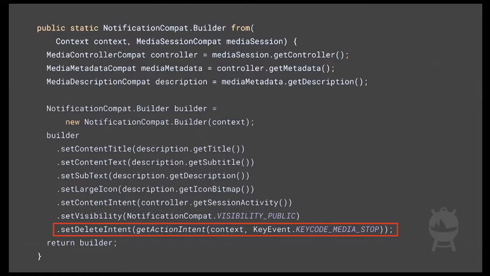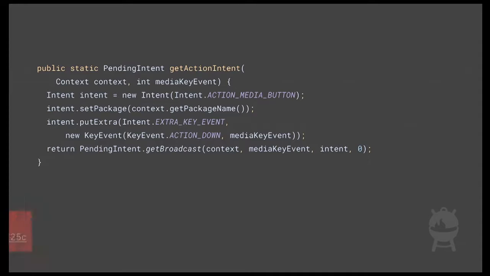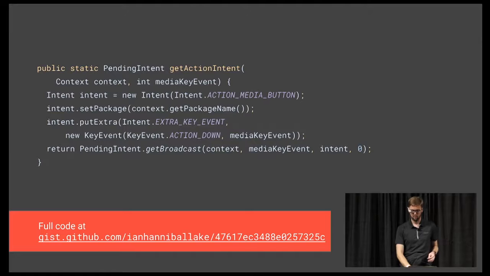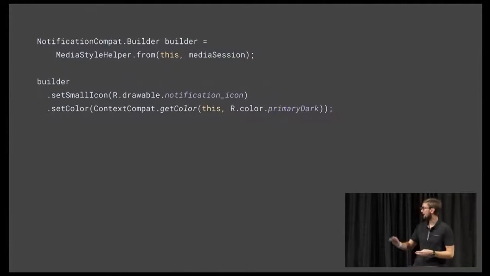Now, you'll note here for the delete intent, which is when a notification is swiped away, we're actually using a separate helper called getActionIntent, which you'll pass a key event, and then it'll automatically create the pending intent for you. Thankfully, that's another easy method that I've created, and both of these methods are on a gist on GitHub, which means you don't have to write it ever again. It's fantastic. So we can actually just stick with something very simple.